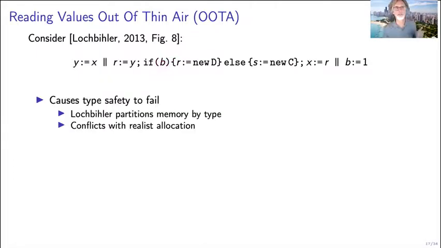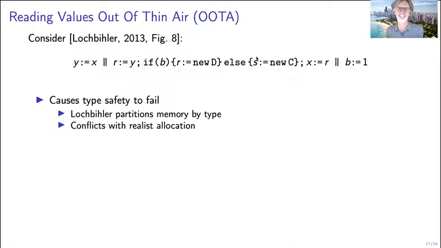This caused Lochbihler to notice that type safety fails for Java, and therefore he partitioned memory by type in order to get a theorem to go through. And what that means, though, is that you have separate parts of the heap for every single type in your program. Like there's a little subheap for Ds and a little subheap for Cs.